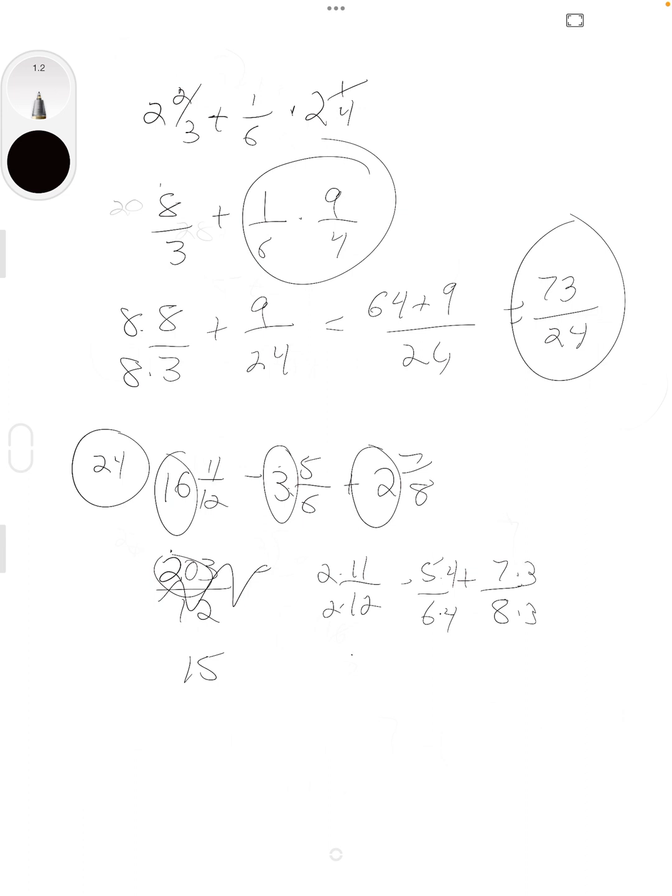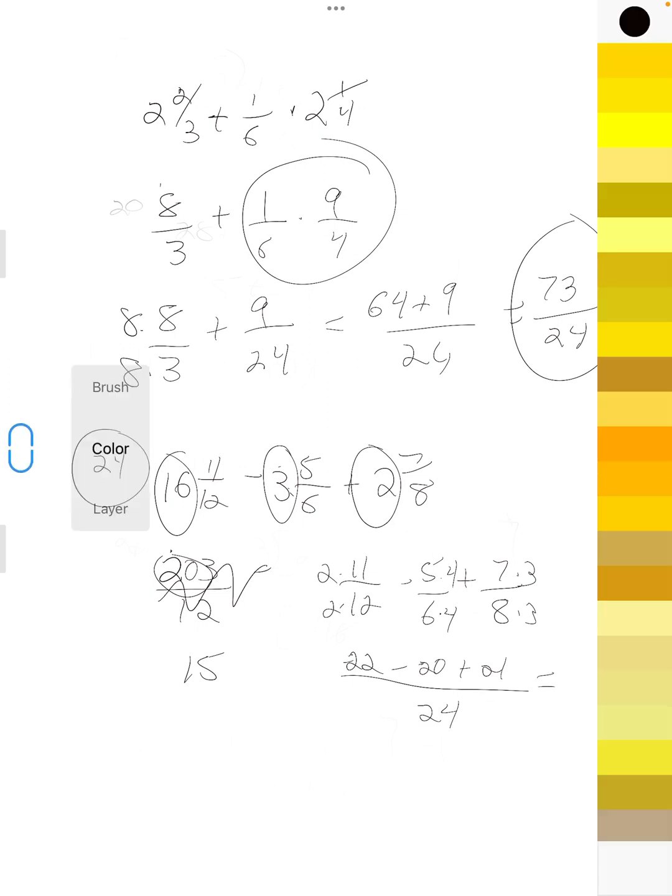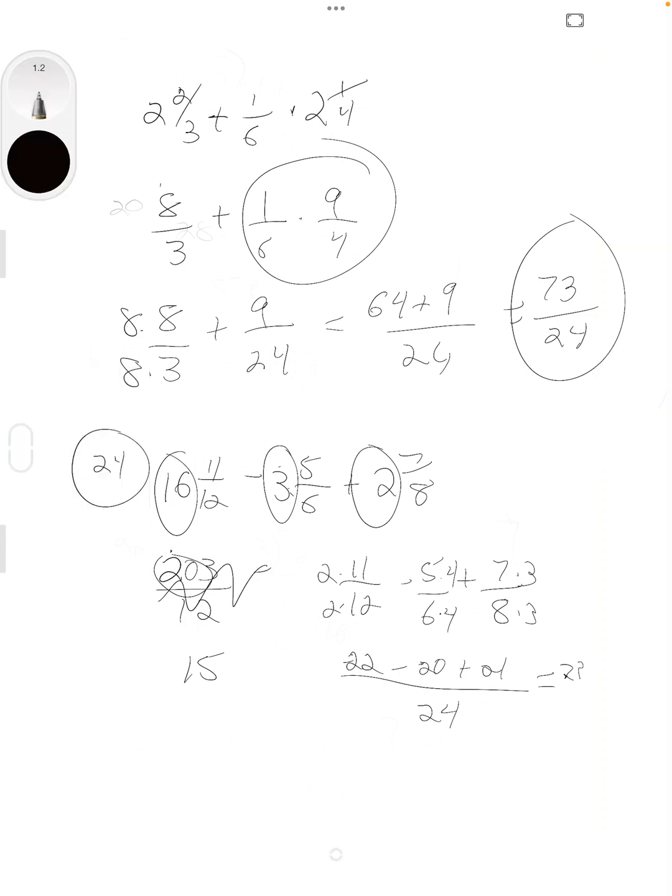end up with 22 minus 20 plus 21 over 24. And so 22 minus 20 is 2, plus 21 is 23, 24ths. So 15 and 23/24ths. That's that one.